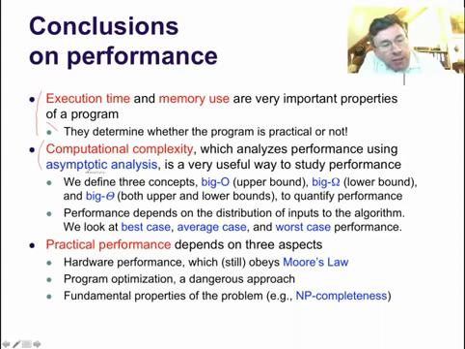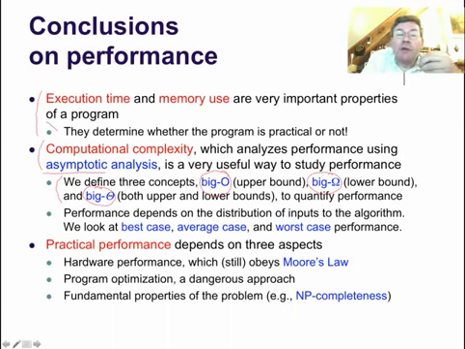So we analyze performance using a technique called asymptotic analysis. This studies what happens when the input size of a program increases without bounds toward infinity. And in order to do that, we've defined new mathematical concepts. First of all, the big O notation, which defines an upper bound, the big omega notation, which defines a lower bound, and the big theta, which defines both upper and lower, which is also called an asymptotic equivalence.